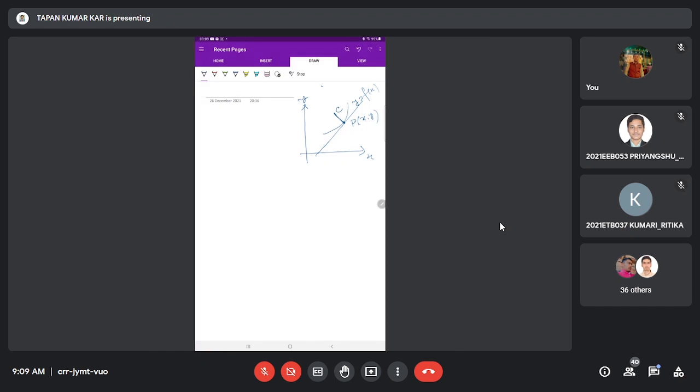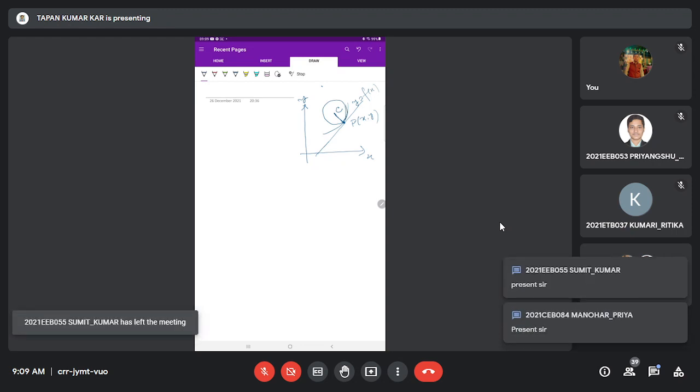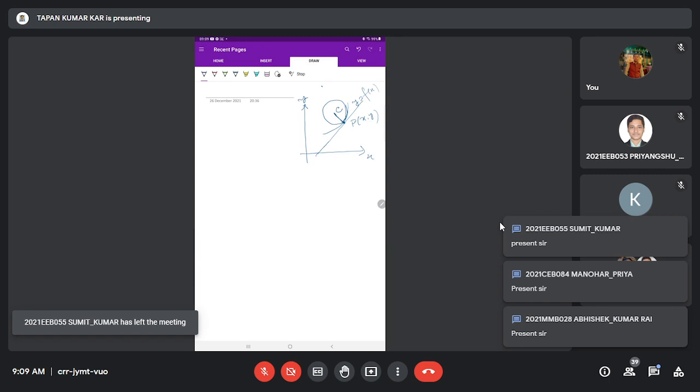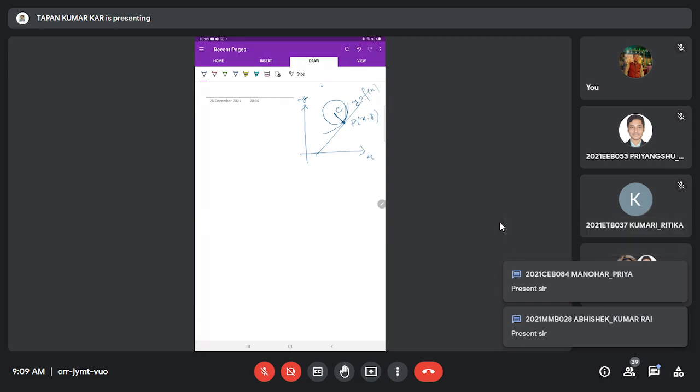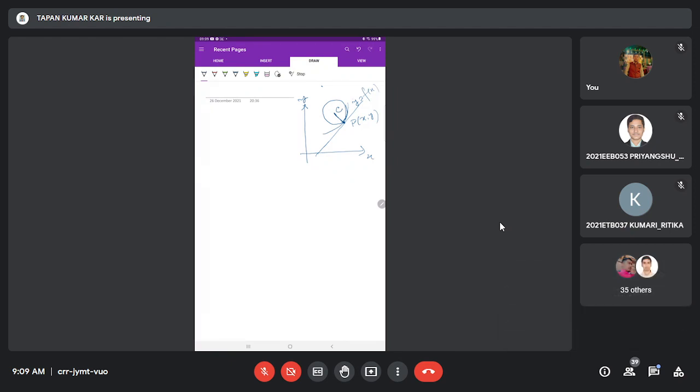So, if you draw a circle like this with PC as the radius, then you will get the circle of curvature, and C is the center of curvature. Then how will you determine the center of curvature and radius of curvature?